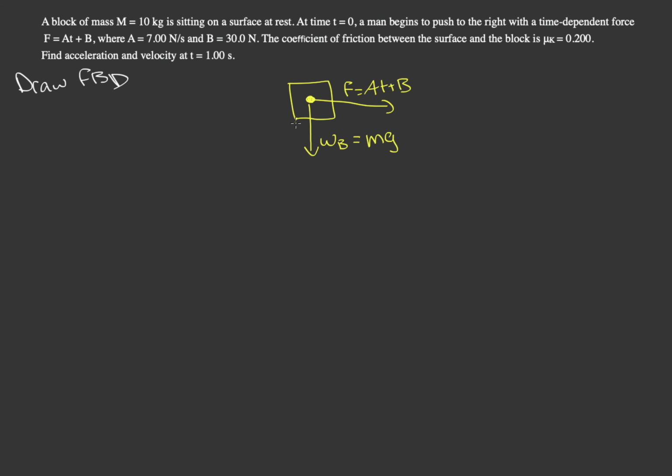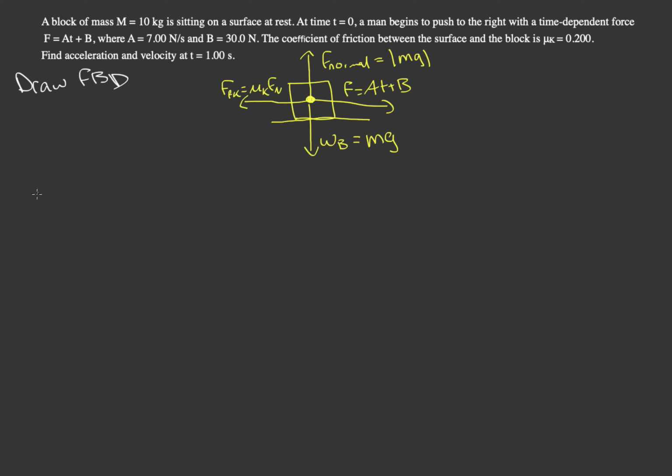We also know that there's a surface between the block and the Earth. So we know it's not falling, so there's a normal force. We're going to represent that by F normal. And the normal force is equal to the magnitude of the weight in this situation, since we have no forces pushing upwards. Now we know that there's a force of friction going against the force of the push, and that is equal to the coefficient of friction times the magnitude of the normal force. So that's our free body diagram.